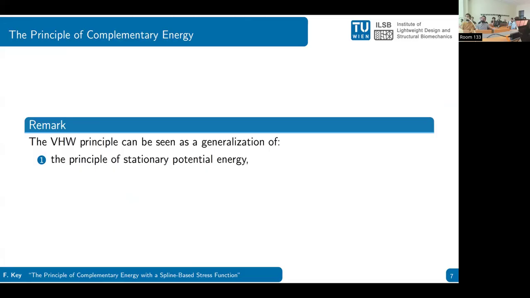This is the most general setting, I would say, but you can also now see this as a generalization and look at more specific scenarios. So first one is the principle of stationary potential energy, maybe the one that is most known. And then second, you can also derive the principle of stationary complementary energy.